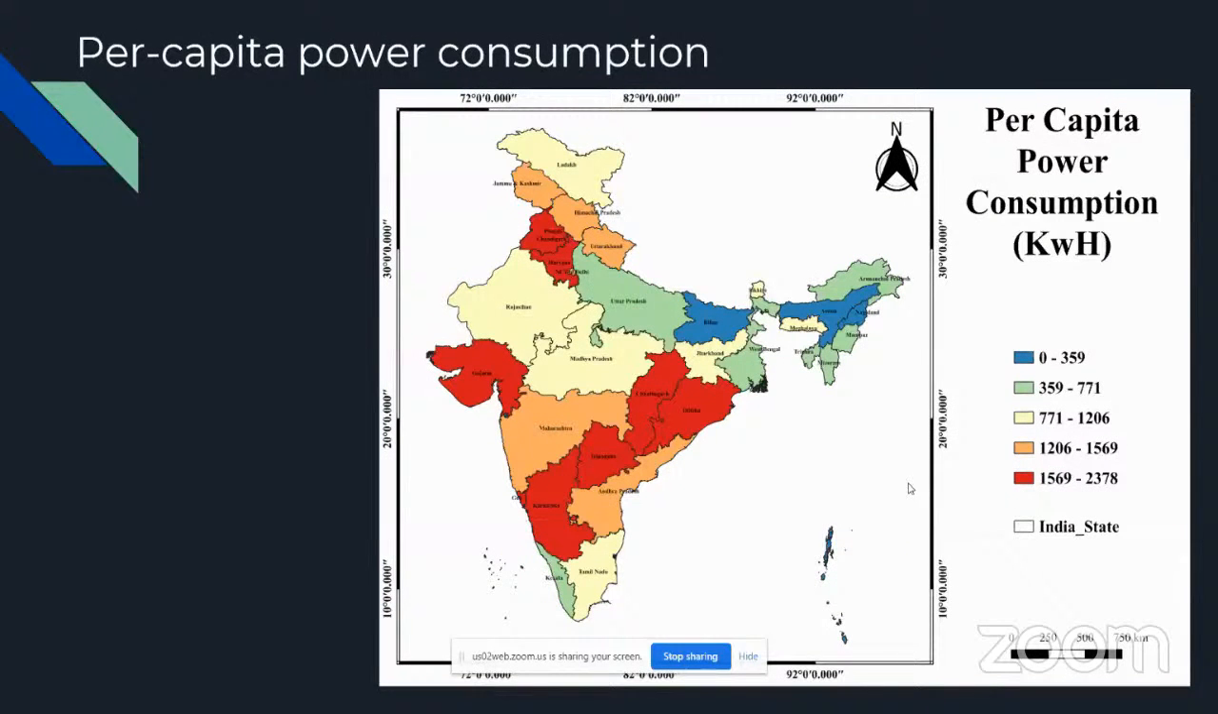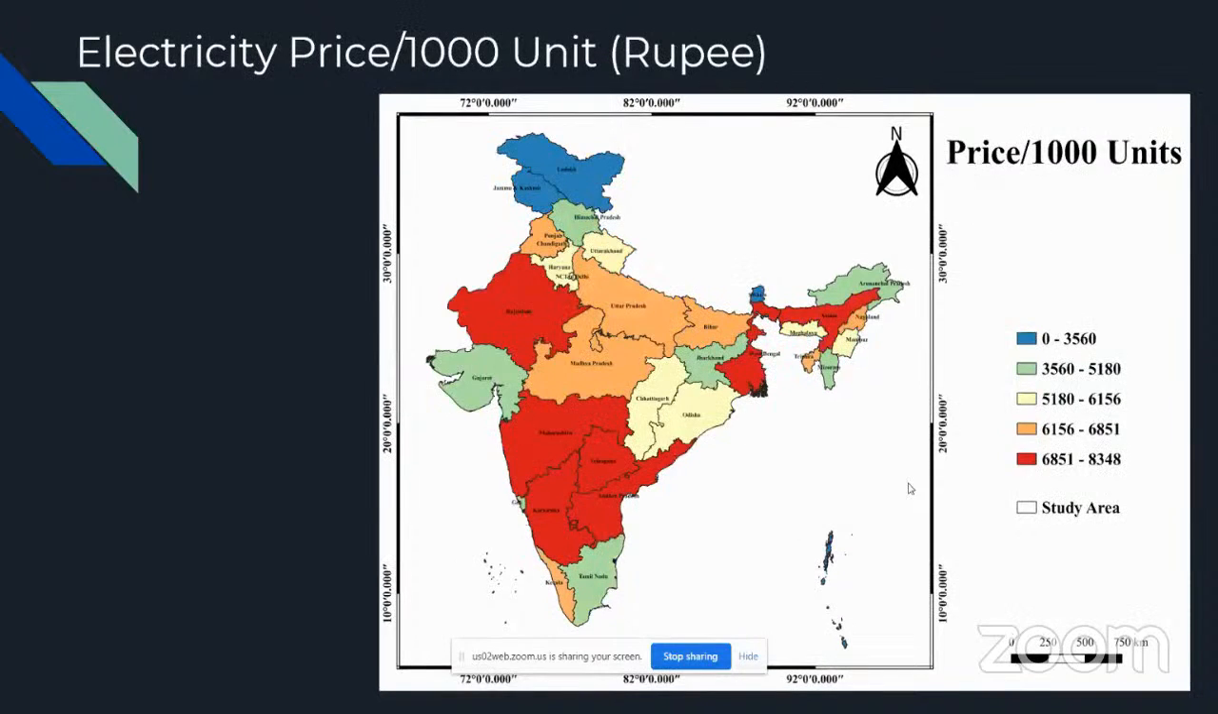The per capita power consumption. India's per capita power consumption is around 1,184 kilowatt hour average. And the next graph is electricity price per state. I took base 1,000 because in every state the electricity price is different. And around 350 to 400 units, the electricity price is constant. So I took 1,000 units as the base.